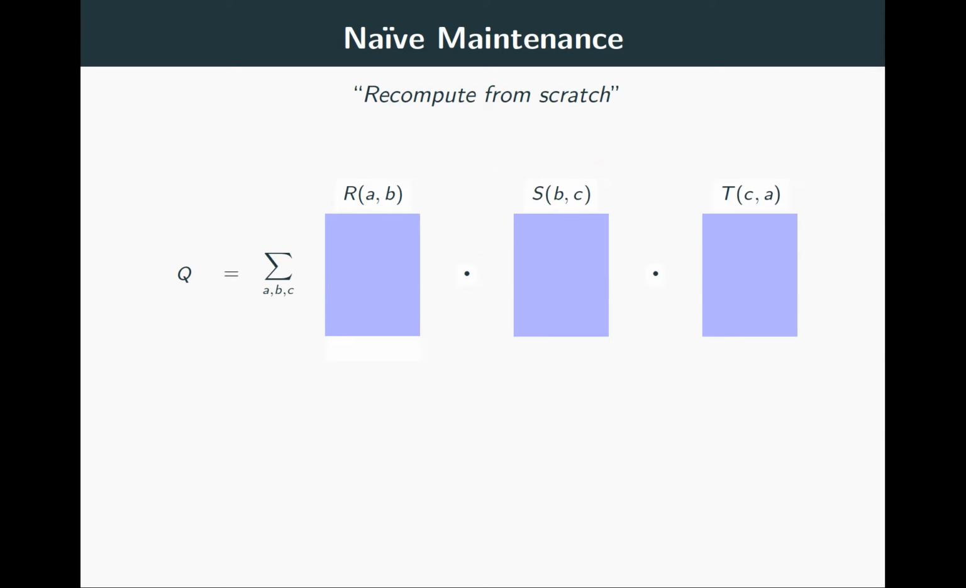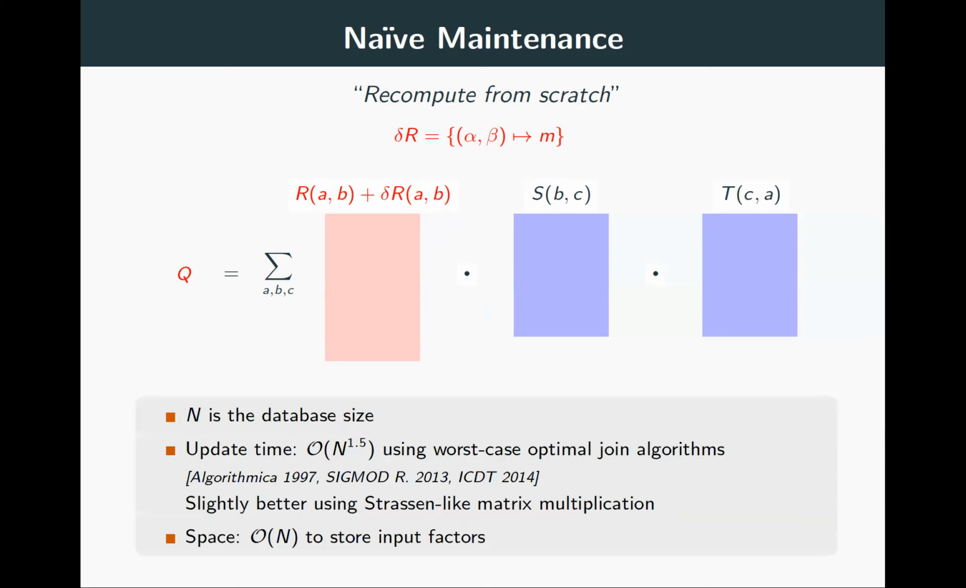So first of all, let me show you the naive maintenance, which is recomputing from scratch. Imagine that these are the contents of the factors. That is the sum at the end. And we come with an update to R. We just extend it a bit, visually. We just apply the change to R. We get the new R. We do the query again, right? And that's a valid way to do it.